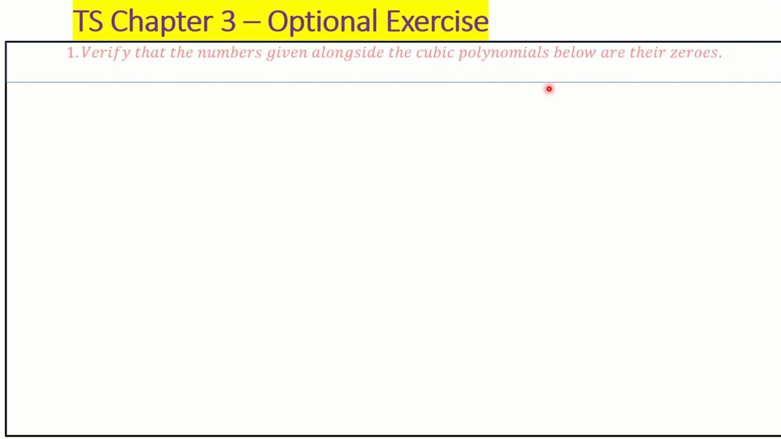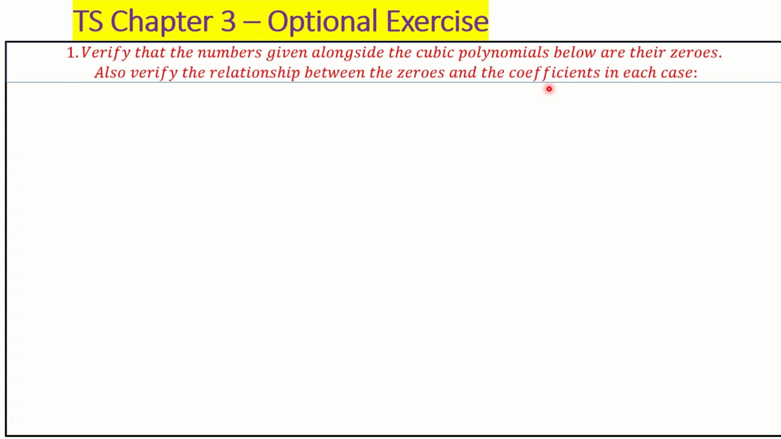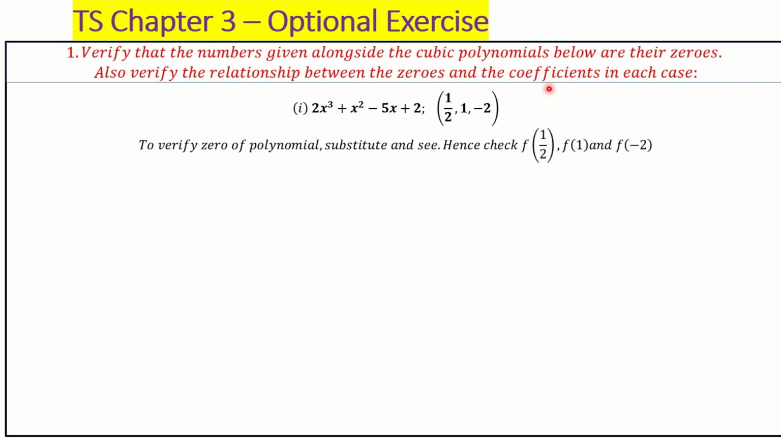Next. So this is the optional exercise which is given there. But there are some good set of problems here. So let's see. Verify the numbers given alongside the cubic polynomials below. Are they zeros or not? Also verify the relationship between the zeros and the coefficients in each case. So we have done this before. We just need to redo it once. So verifying is very easy.